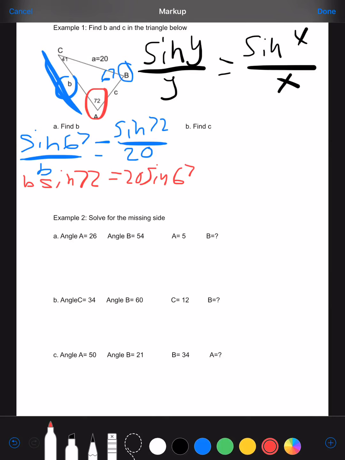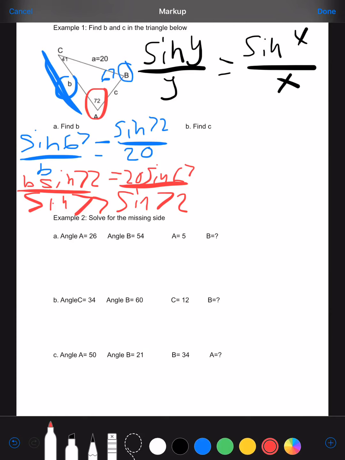So our next step is we want to get B by itself, so we're going to divide both sides by sine 72. Okay, sine 72. And now you can put this in your calculator.